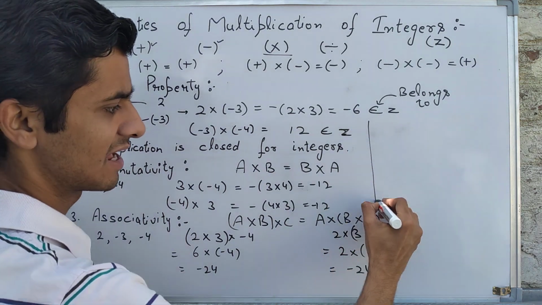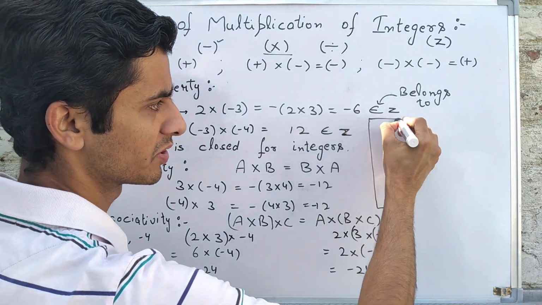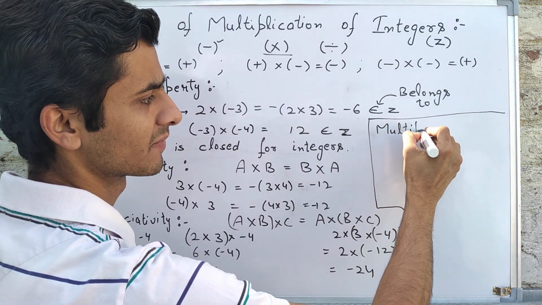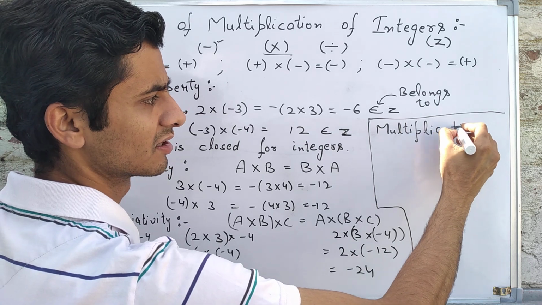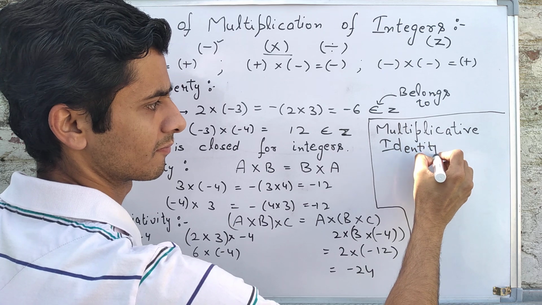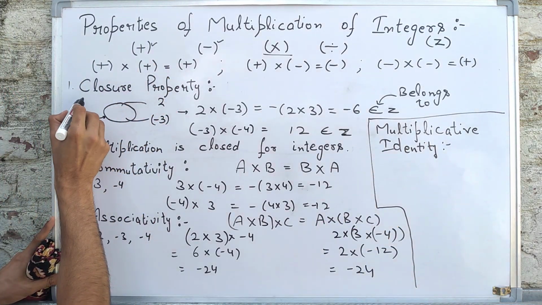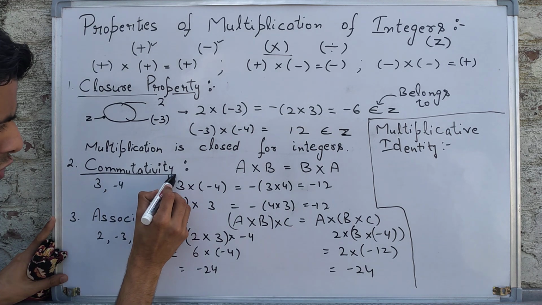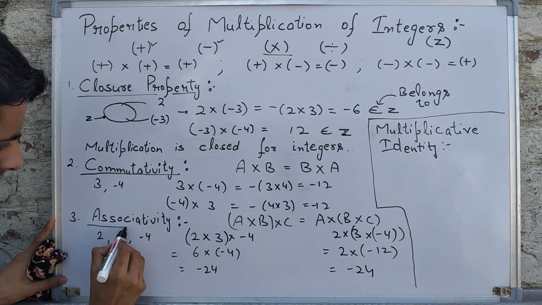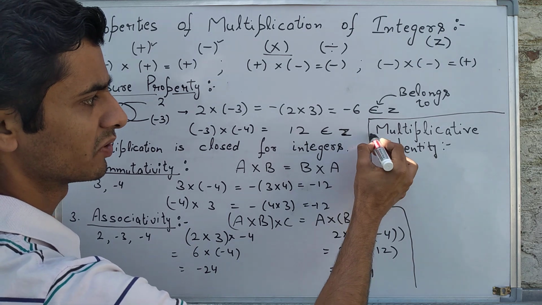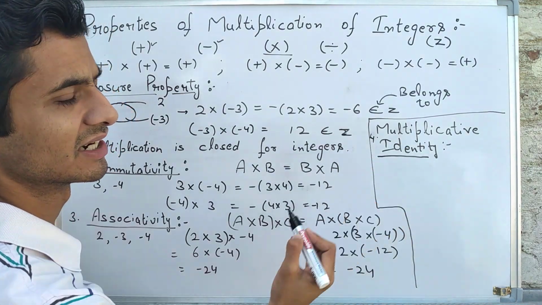Okay, let us add one more property over here. Multiplicative identity. Closure property we have done, commutativity we have done, associativity or associative property we have done. Now let us add one more property, number 4, multiplicative identity.